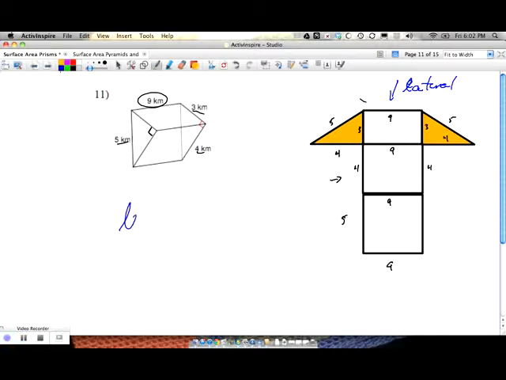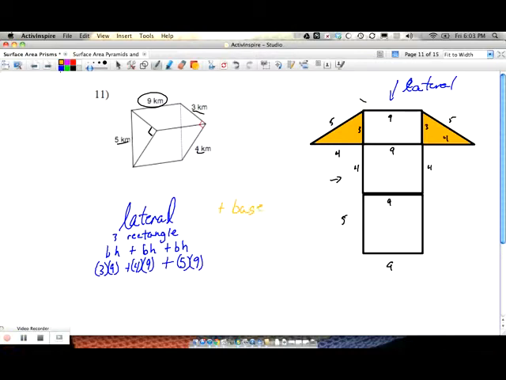So let's start with the lateral surface area. It's going to be the 3 rectangles, and each of those is just base times height. So we've got base times height plus base times height plus base times height. The first one is 3 times 9. And then the next one is 4 times 9. And then the last one is 5 times 9. So that's my lateral area.